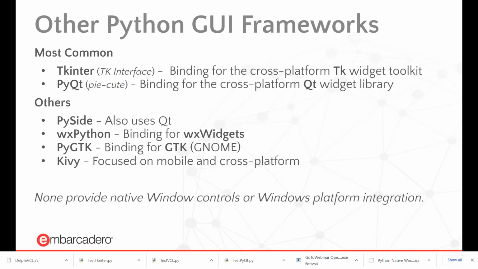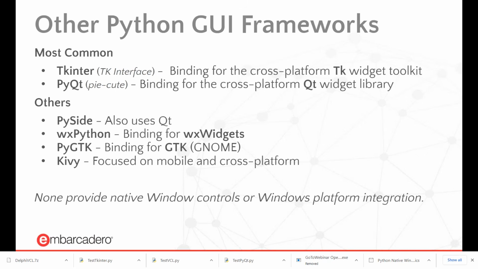The next one is Kivy. This is focused on mobile and cross platform. This is also one of the emerging and somewhat popular frameworks for graphical user interface development. It depends on some core libraries like Pygame, PIL, Cairo, and more.